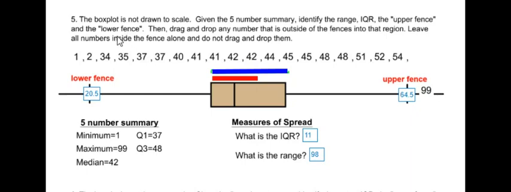Any number less than 20.5 goes to the left of the fence and becomes an outlier. So clearly 1 is an outlier and clearly 2 is an outlier. 34 is bigger than 20.5, but any number between the fences we are not putting into the box plot.